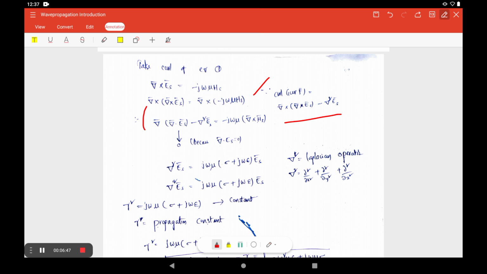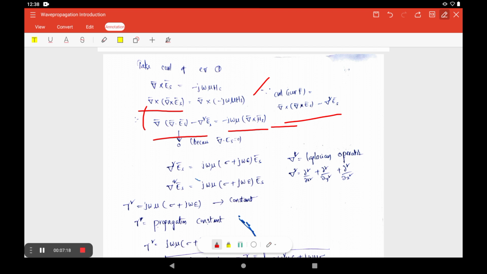So the left side part of this equation becomes like this. Del dot Es is obviously 0. So from that, minus del square Es is equal to minus j omega mu del cross Hs, where the minus signs get cancelled. Then you will get del square Es is equal to j omega mu times del cross Hs, where del cross Hs is obtained from the previous equation.